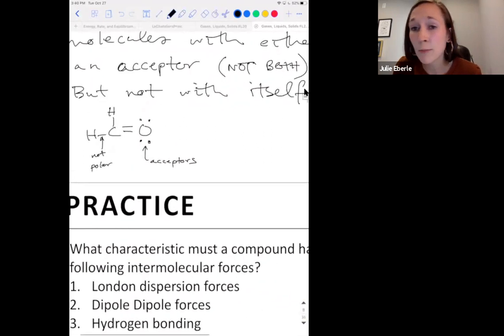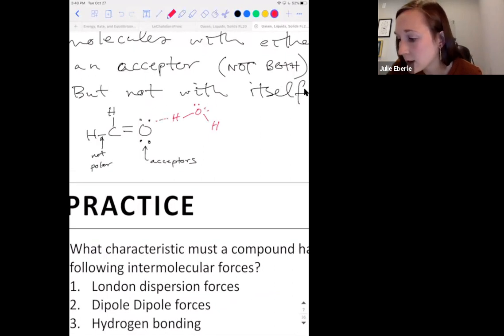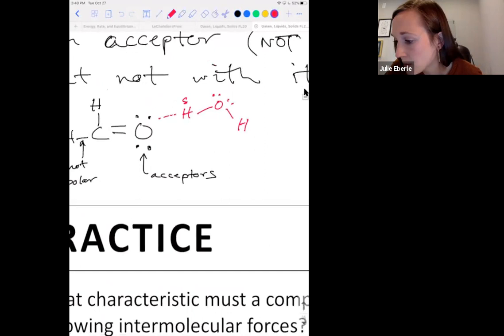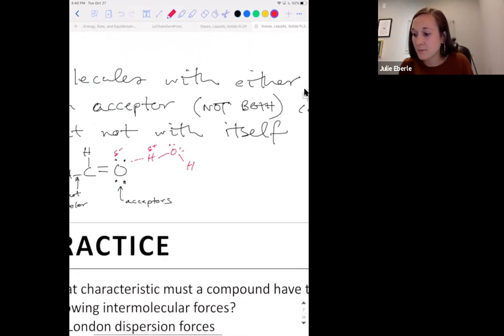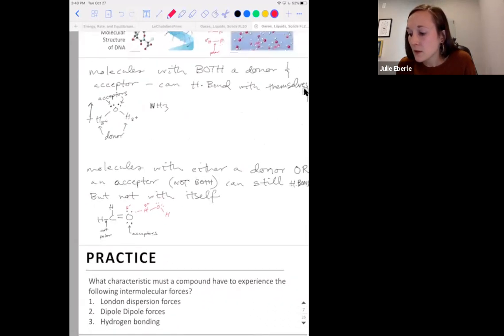However, because you have lone pairs on an oxygen, if, say, a water molecule came along, you could still get a hydrogen bond here, because this hydrogen on the water we know is positively polarized. This is negatively polarized. So you could still get a hydrogen bond with water. It just cannot hydrogen bond with another molecule like itself. Okay? All right. Questions here?